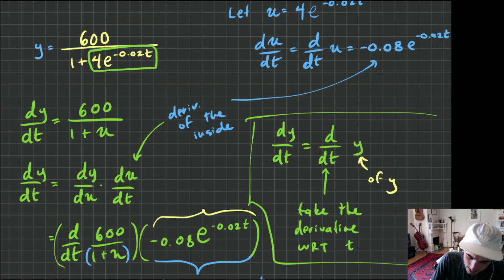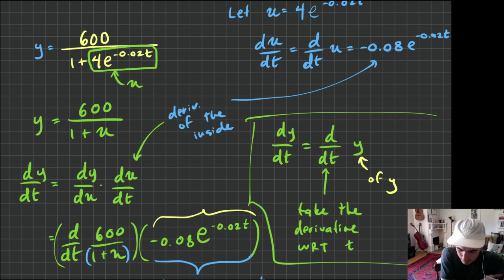Except we've already said that this is equal to u. So we've just replaced this by u. And I've made a little error here. This should just be that y is equal to 600 over 1 plus u. And then we would want to take the derivative with respect to t there, but we can't take the derivative with respect to t, right? We can only take the derivative with respect to u, because there is no t now. We've replaced t with u.